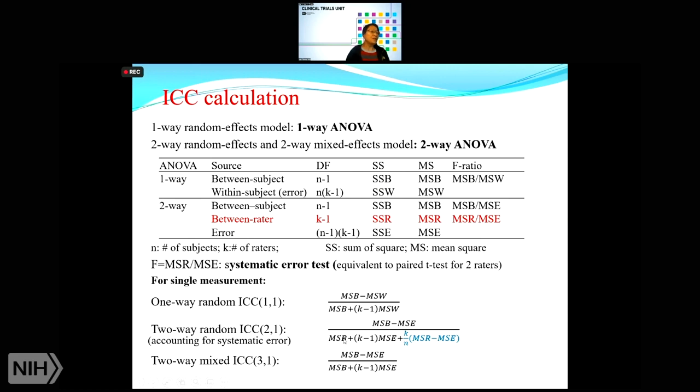The reader effect test is also called a systematic error test, which is equivalent to a paired t-test for two readers. These are the three formulas for the three models. Notice the difference between ICC 2.1 and ICC 3.1. ICC 3.1 does not include this part. If the mean square for reader is much bigger than the error mean square, then ICC 2.1 would be smaller than ICC 3.1, indicating that ICC 2.1 accounts for systematic error, and systematic error can reduce ICC 2.1.